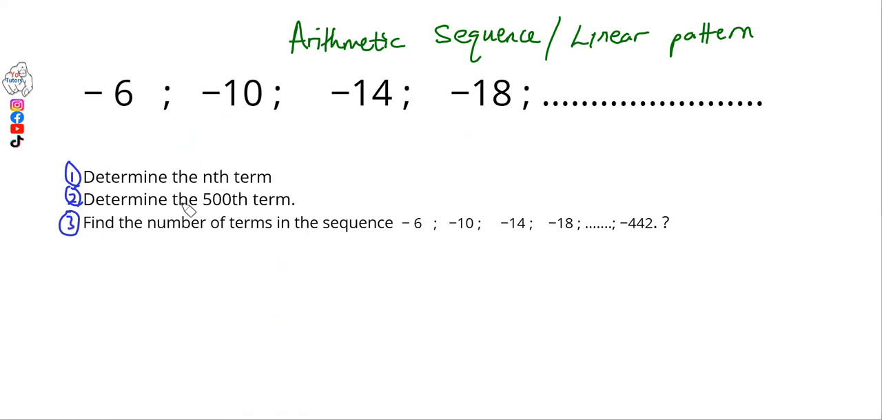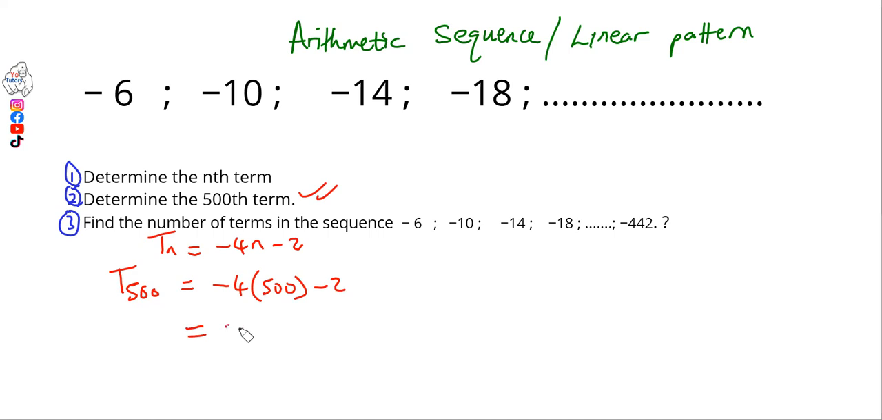Now it's negative 4n minus 2. In this case, we're looking for the 500th term. So T500 is equal to, remember our Tn is negative 4n minus 2, so negative 4 times 500 minus 2, which is going to give us negative 2002. That's going to be the answer there.